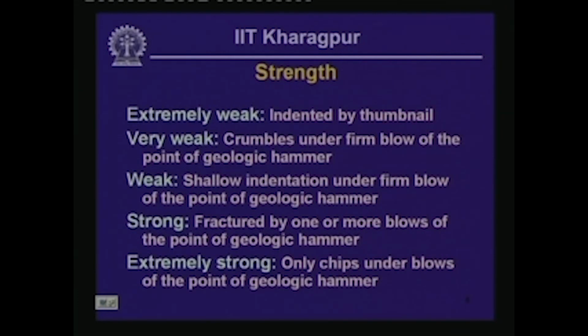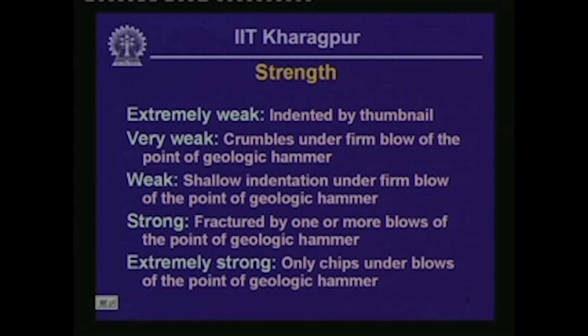Then we have to describe roughly the strength of the rock specimens that are obtained during the investigation process. Again, in the scale of increasing strength, we begin from the least strong specimen, which is designated technically as extremely weak, and this type of rock sample can be indented or marked with a thumbnail. Then we have very weak rock, which crumbles under a firm blow of the point of a geologic hammer.